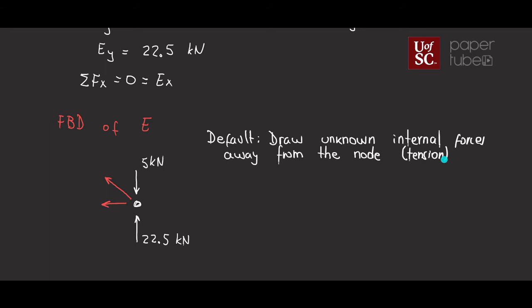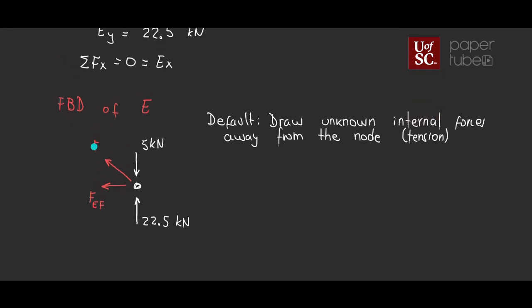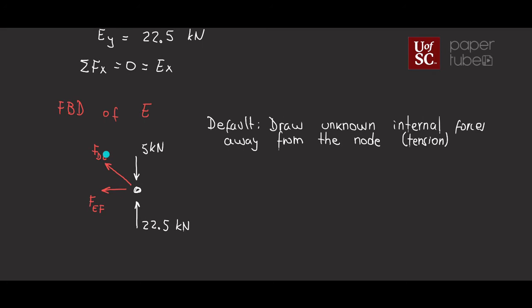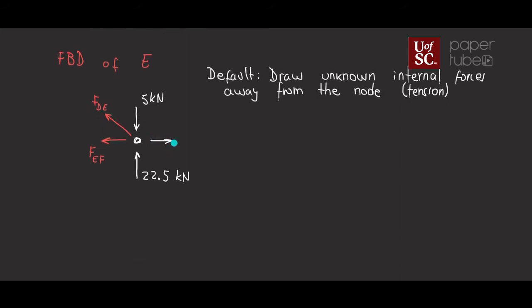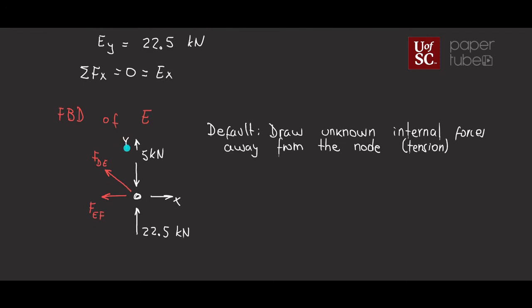Okay? All right, let's label these two forces. So this force is force EF. I'm going to call it this. The other was called force DE. Okay. What else do I need? Well, I need my axis. So I'm going to draw my X and Y axis here like this. Why not? X and Y. And I think that's a free body diagram of E. I'm missing some angles or something, right? Something that helps me with the orientation of this thing.